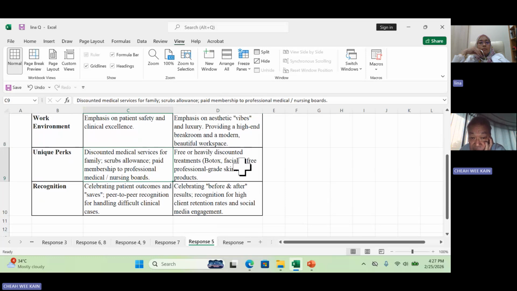For this side, free or heavily discounted treatment. I don't know, Botox will be very expensive, right? Facial, free professional grade skincare product. If you have, you can give. I don't know how big your business is. Then recognition, celebrating patient outcomes and peer-to-peer recognition for handling difficult clinical cases.